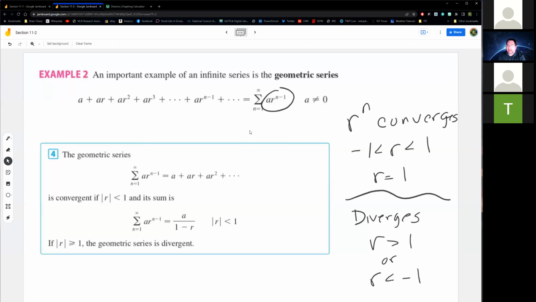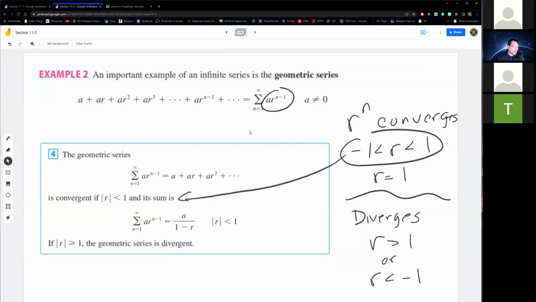Now, if you look at the blue box, it says it's convergent if the absolute value of r is less than 1. That does the same exact thing. So that converges when my ratio is between -1 and 1. It diverges even when r equals 1.